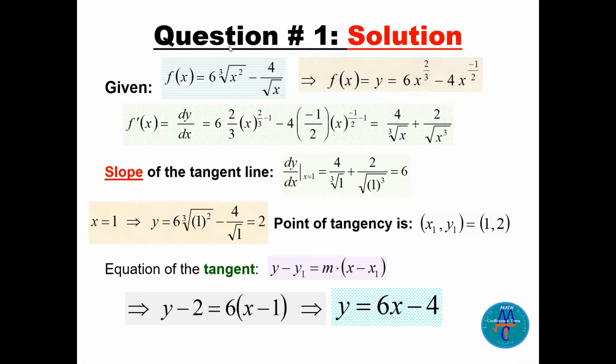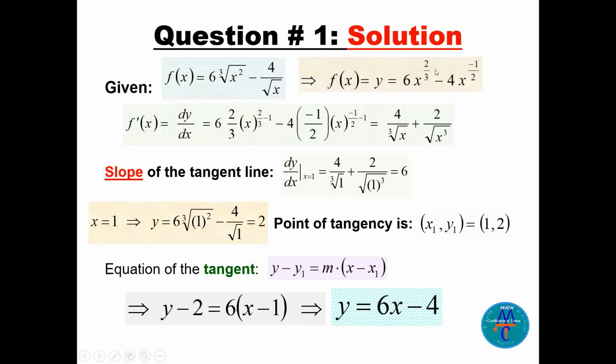See, here we write the function, y, the f of x is y always, 6x to the power 2 over 3, rational exponents, minus 4x to the power minus half. Why do we write it like this? So that we can find the derivative easily. So this will be the derivative, dy over dx, or f prime or y prime.